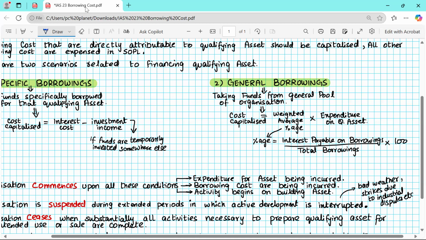Now, how do we calculate the percentage? This is the formula. Interest payable on the borrowings, whatever the loans the company has, you are going to calculate the interest on them and divide that by the total amount of loan and multiply by 100 to get a percentage, and using that percentage you can calculate the cost capitalized.